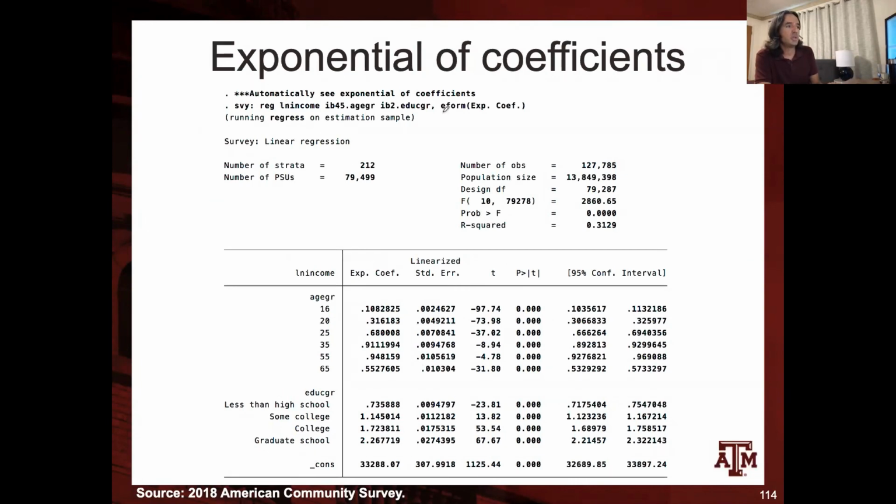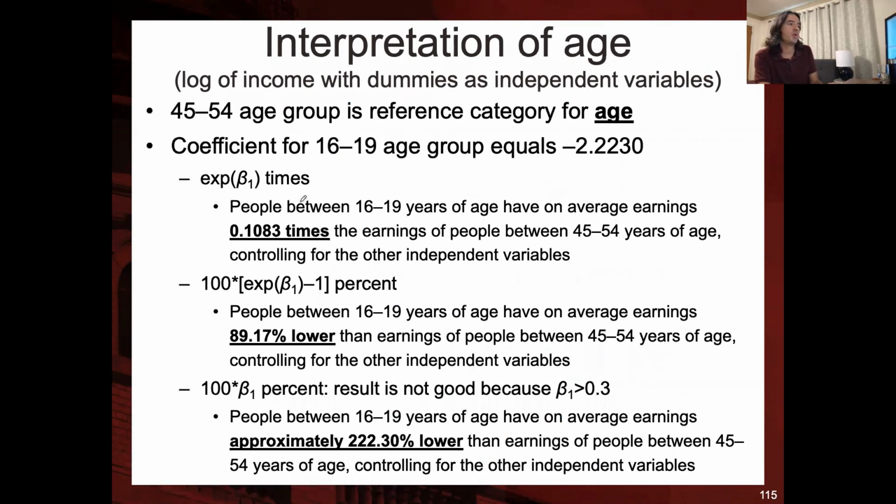I can also estimate the exponential of the coefficients, and then I interpret. For example, the coefficient for people 16 to 19. People between 16 and 19 years of age have on average earnings 0.10 times the earnings of people between 45 and 54, controlling for the other independent variables. Look, the coefficient is negative, and I'm saying 0.10 times. So that's a little bit misleading.